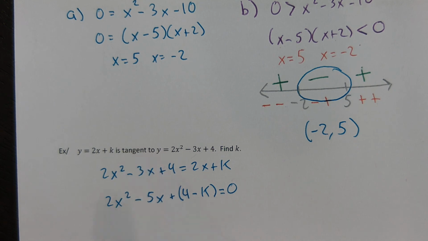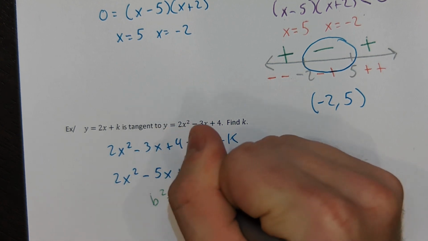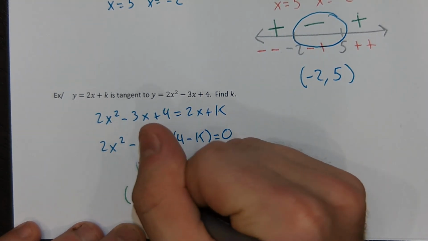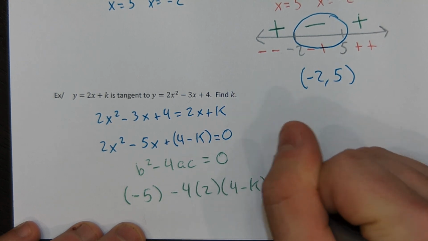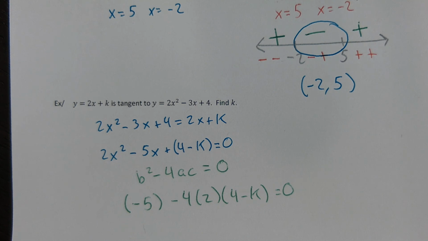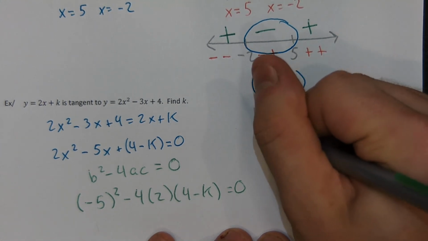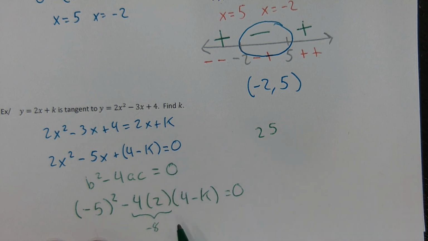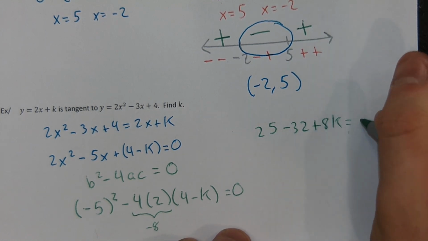And since we're having tangency, we're talking about one solution. So what we know is that our discriminant had better be equal to 0. That's how you get one solution. So let's plug it in. Our B term is -5. A is 2. C is 4 minus k. And let's get to distributing. I'm running out of vertical space, so I'm just going to scoot over here. -5 squared is 25. And then here, this is a -8 that I'm distributing across here. So -8 times 4 is -32. -8 times -k is plus 8k, still equals 0.